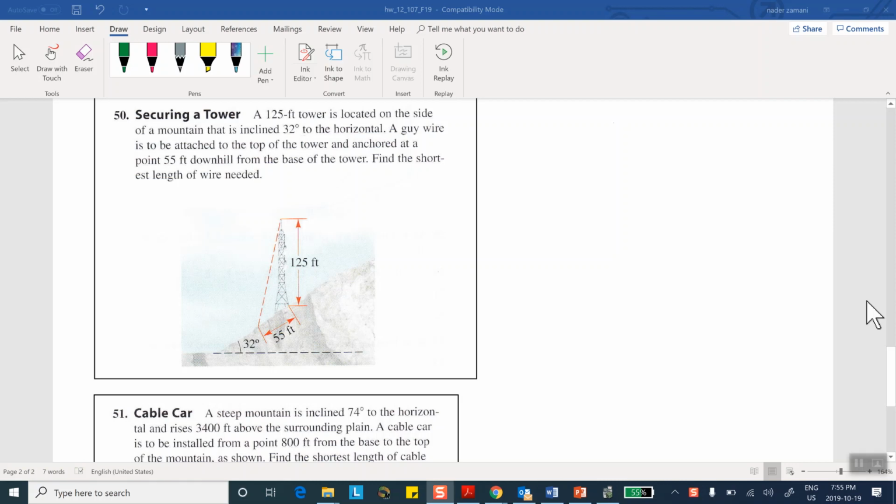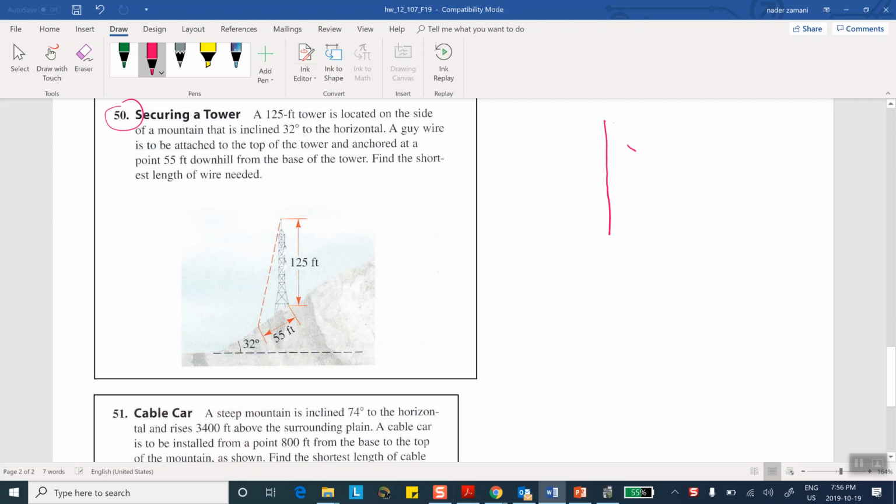Okay, this is the fifth and final video segment of the solution to homework assignment number 12, the law of cosines. We're doing this tower problem. When you read it carefully, it says that the tower height is 125, the angle of the hill is 32, and the distance from the foot of the tower to the anchor point of the guy wire is 55. What is the length of the wire?